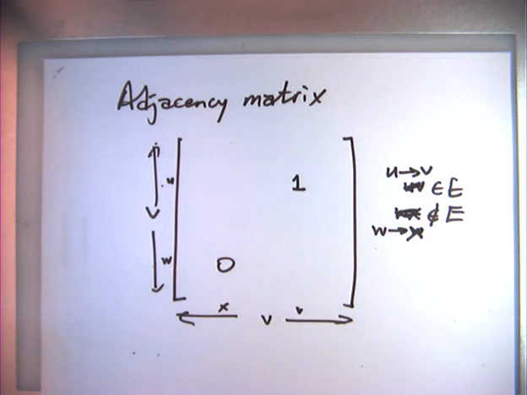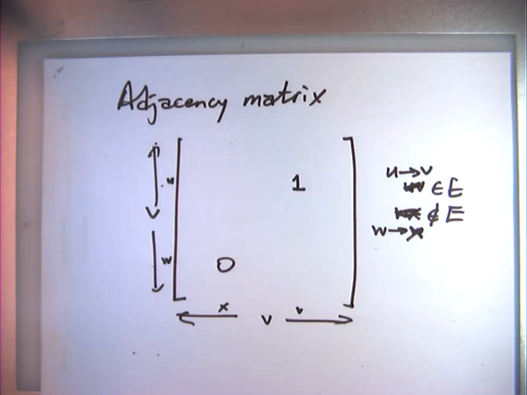Now, adjacency matrices have the nice feature that you can look up an edge in constant time. I want to know whether U and V are connected. I just go to row U, column V, one memory access, I'm done.